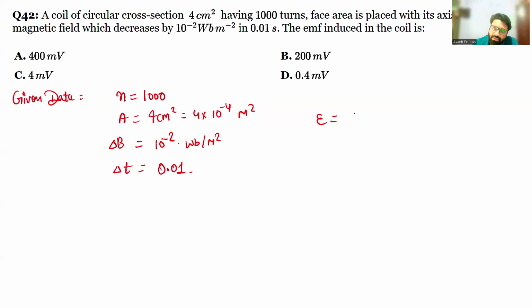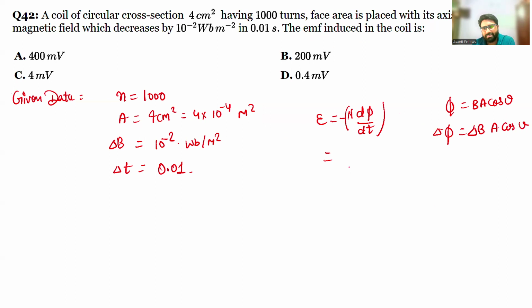So the EMF induced in the coil is given by minus d phi by dt if the coil has a single turn. But when the coil has multiple turns, it will be given by minus n d phi by dt. And phi we also know is B A cos theta. And if B is changing, we can write delta phi as delta B into A cos theta. Put the values here: minus n delta B upon delta T into A cos theta. Delta T is given to you, n is given to you, delta B is given to you. So you have to apply the values.